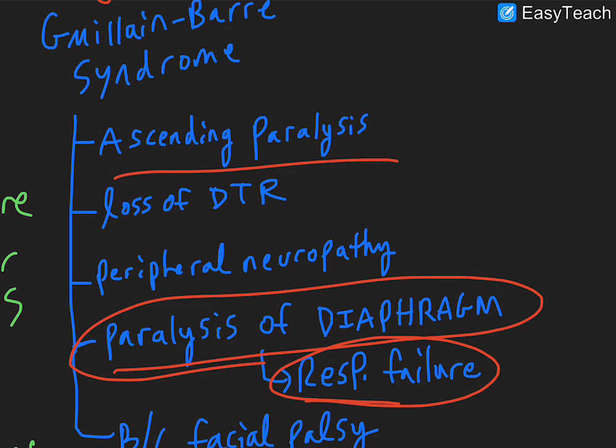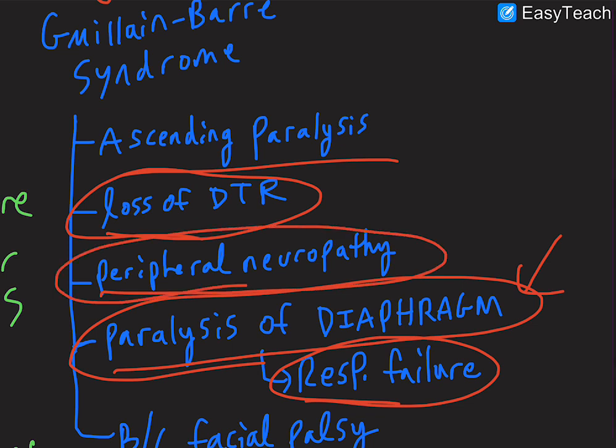So we have ascending paralysis. If it gets really severe, then paralysis of your diaphragm. Usually that's like the last stage. And remember, peripheral nerves are important for reflexes. So if your myelin's getting destroyed, then you're not going to have proper conduction of action potentials down the nerve. So that's going to affect your deep tendon reflexes. So you can lose your deep tendon reflexes. And of course, if the myelin of your peripheral nerves is getting destroyed, that can lead to peripheral neuropathy. That makes sense.